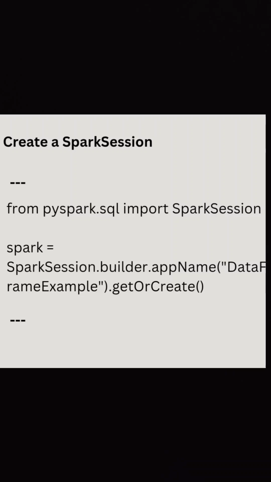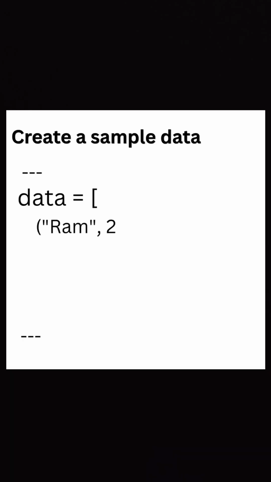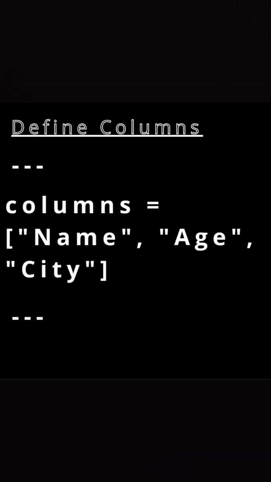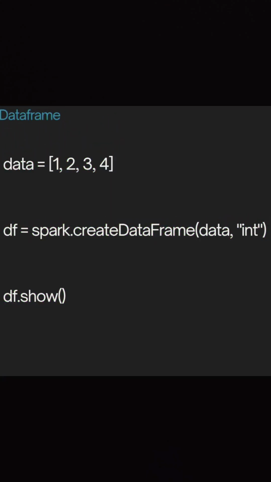So this is creating a Spark session. We have already learned this in our last video. So now our sample data. See this code. This is normal Python code. So next, we define our columns and create a data frame. So this is how we create a data frame, and you can see this is the key line. So finally, this prints the table, show data.